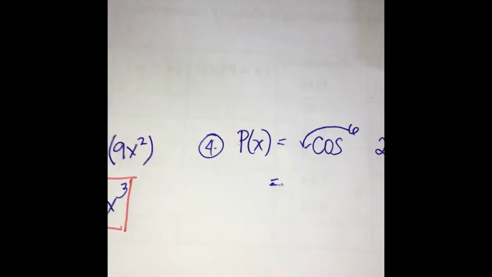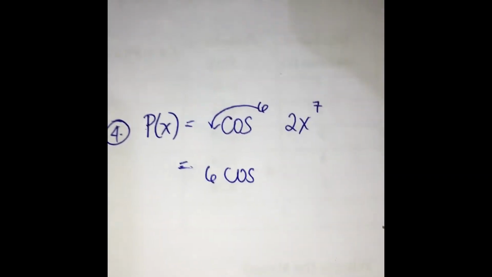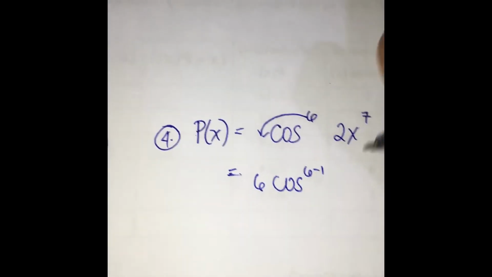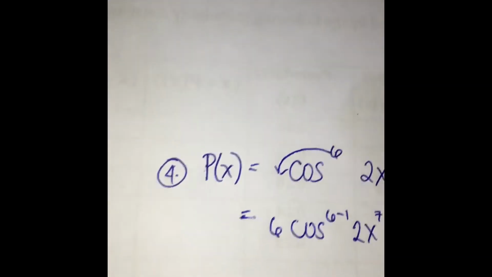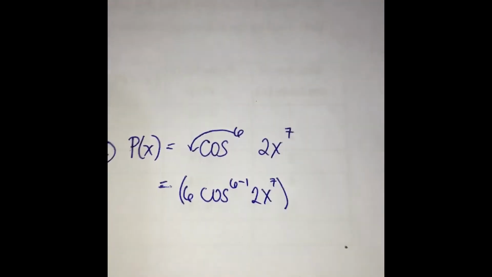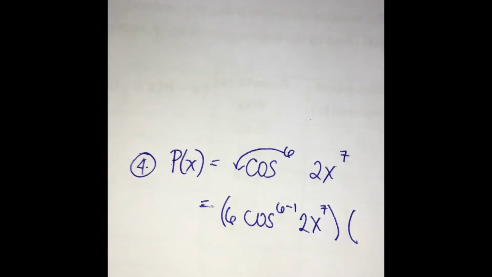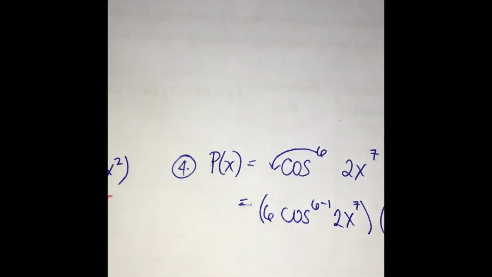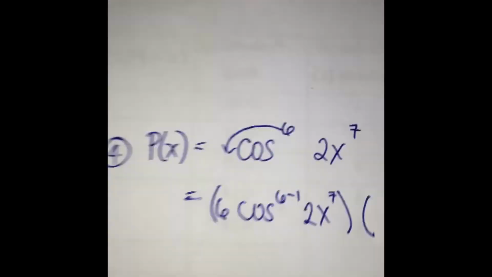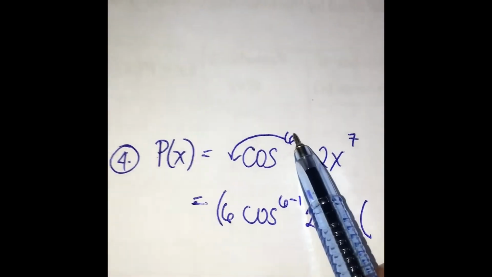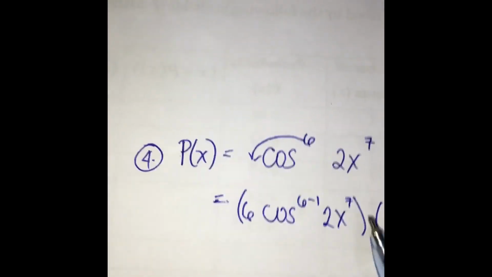So, since it has 6, apply power rule. So, 6 cos, then 6 minus 1. Then, what do we do with the base? All you need to do is to copy your base, which is 2x raised to 7. After this process, okay, you're going to get the derivative of your cos, the one without the 6, without the exponent. After this process, there was a 6, right? You are going to use power rule. Then after that one, copy the base.